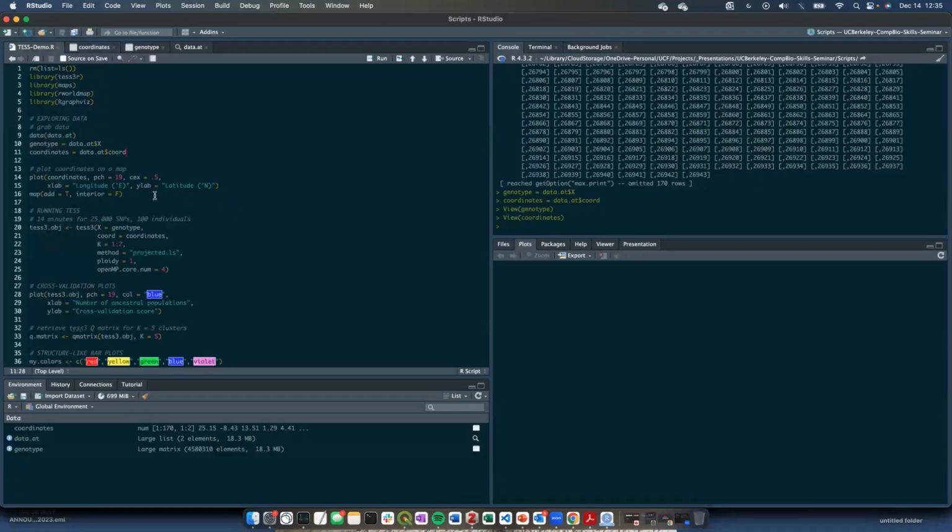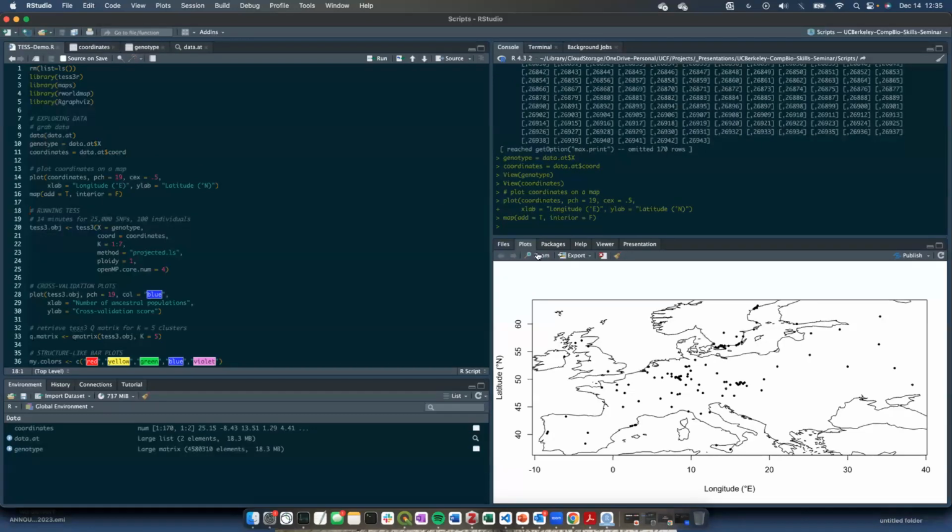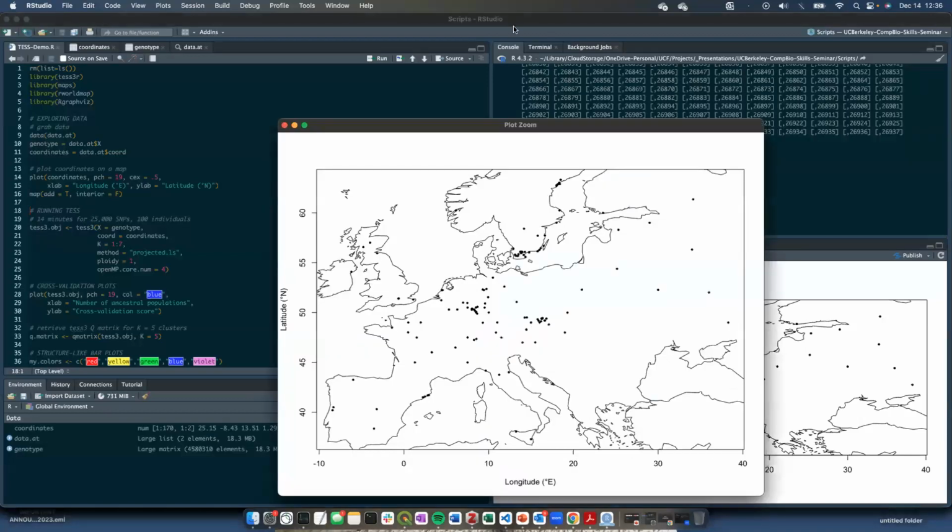All right, so one of the first things that I like to do is just plot that data on a map. So using plot, we can plot our coordinates on a map. Not a lot to see there, just lots of dots. So let's add a little bit of context by providing a map of Europe. And so now we actually see that these dots represent individuals that are located across Europe. So all 170 individuals are represented by these dots. So we have a little bit more context about what we're working with here.